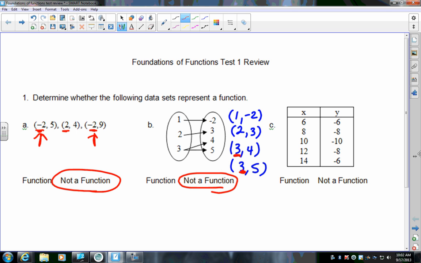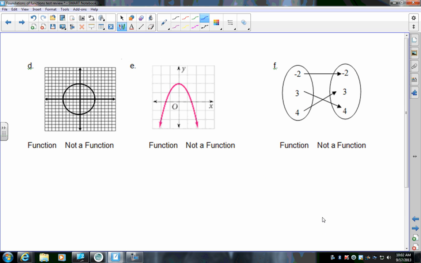On letter C, as I go through and look at my x column, remember the y's don't matter, only the x's. None of these x's repeat, so yes, this is a function. Take a minute if you haven't done it and pause and then do these next 3.